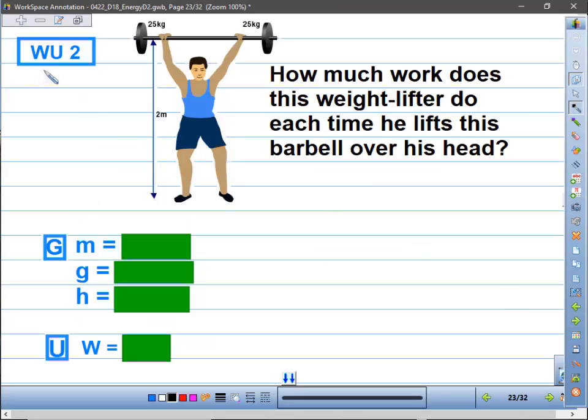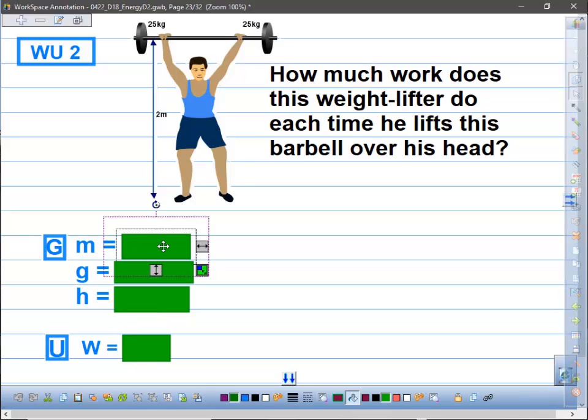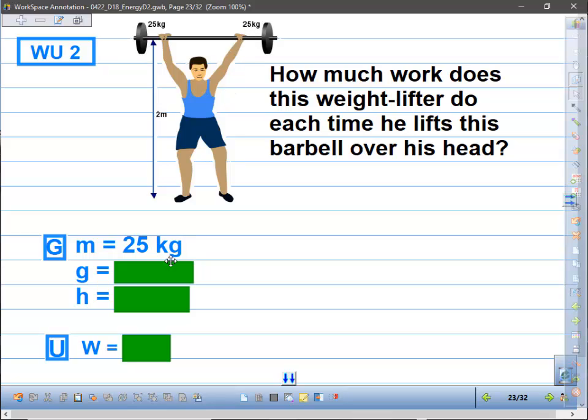So here we are, warm-up number 2. Copy the blue. How much work does this guy do each time he lifts the barbell up? So here's our givens and our unknown. What are you going to put for M? 25 kilograms, that's the mass. What are you going to put for little g? I'll give you a hint. You can find this on your yellow paper, or your equation sheet, on the information sheet for the test.